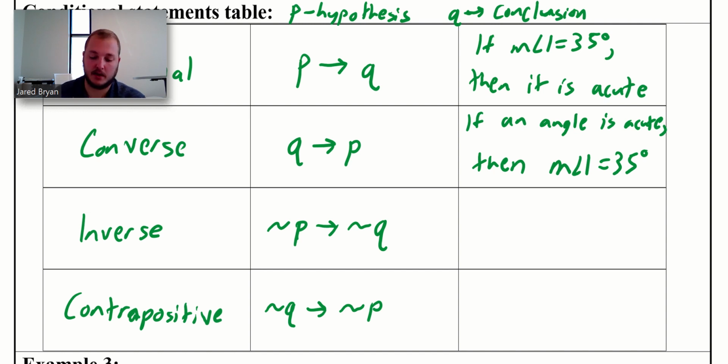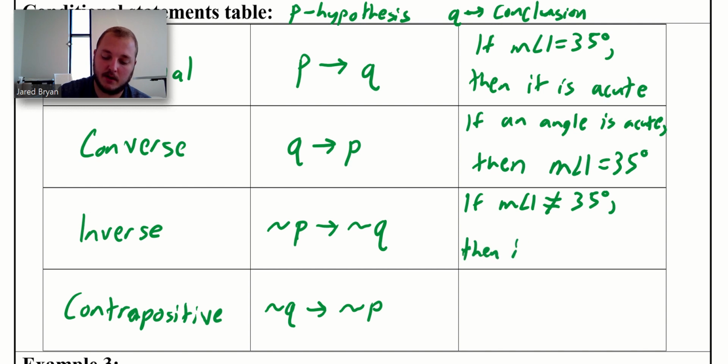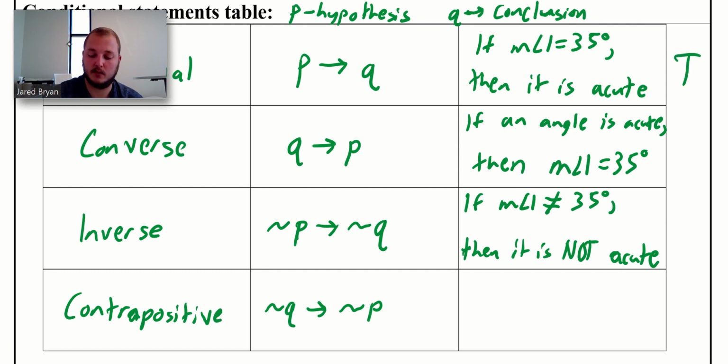Next one, inverse here. If the measure of angle 1, I want to say the opposite of it, right? So if the measure of angle 1 is not 35 degrees, then it is not acute. That is the basic idea with negating, I'm basically throwing the word not in there. And again, notice that's actually a false statement. I'll mark these here, true, false, and false, because I could have an angle that's not 35 degrees, but that doesn't mean it's not acute. I could come up with what we talked about last time, which is a counterexample. So for instance, 45 degrees. That's not 35, but it is acute.